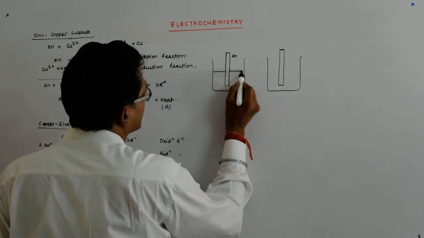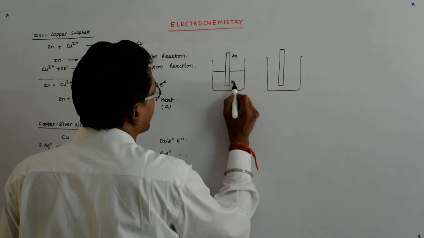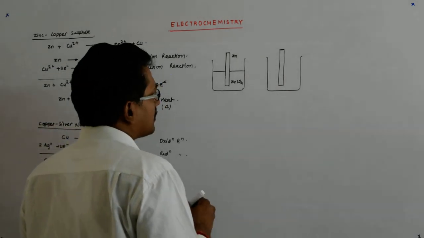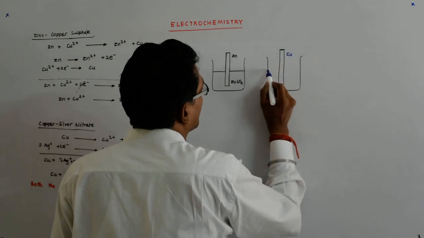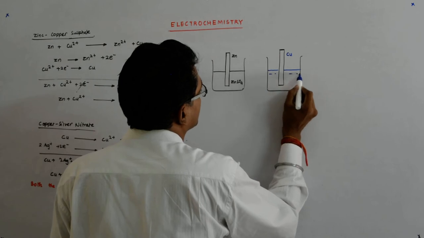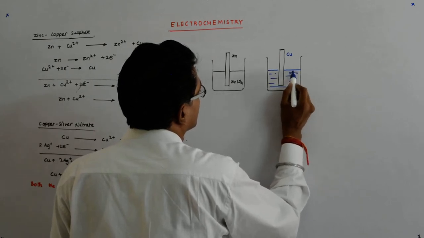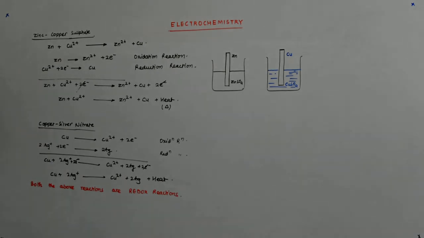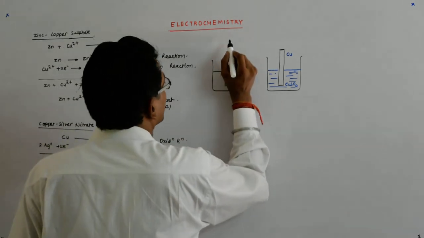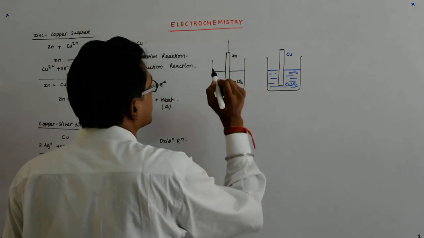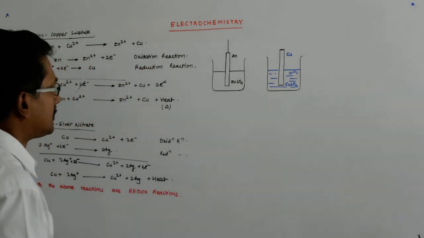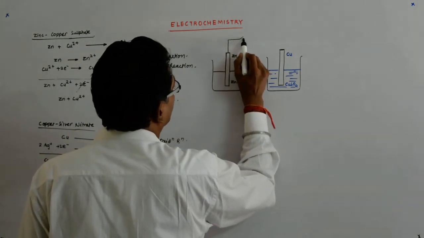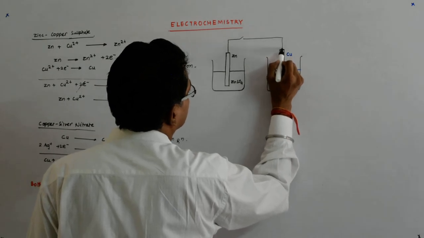And zinc is dipped in zinc sulfate solution here. And this is copper. Copper is dipped in copper sulfate solution here. So it is in copper sulfate solution. So, and I put a switch like this and something like that.